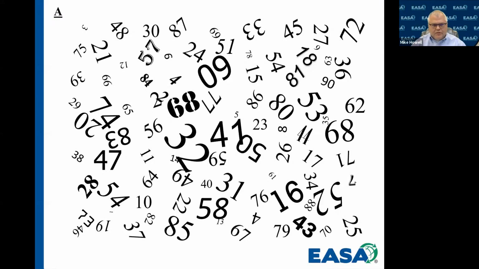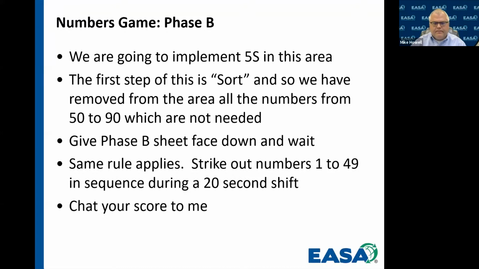So we're going to move into phase B now. In phase B, we're going to start implementation of 5S, and we know the first phase of that is to sort. So we're only interested in the numbers from 1 to 49. Those are the numbers we know we need for our process. So we're going to remove in the second phase all of the numbers from 50 to 90 that were originally on the sheet, because we don't need them at all. So we've identified what we need and keep and what we want to discard.